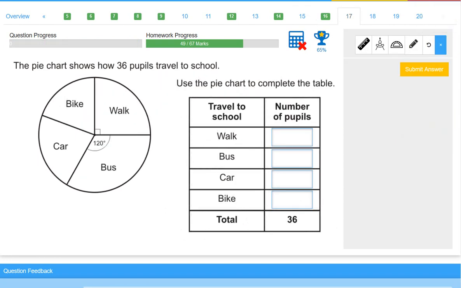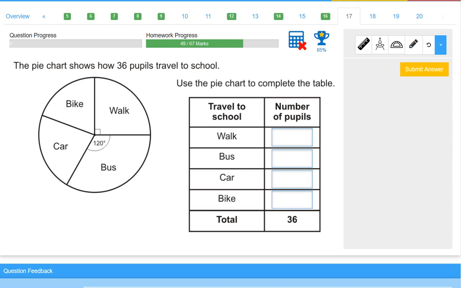Question 17, we're going to use the pie chart to complete the table. How are we going to do this? Well, we're going to measure some angles. We're going to use a protractor. So what can I do here? I know that there are 36 pupils traveling to school. So again, the first thing I'm going to do is work out how many degrees is one pupil. 360 divided by 36 tells me that one pupil must be 10 degrees.